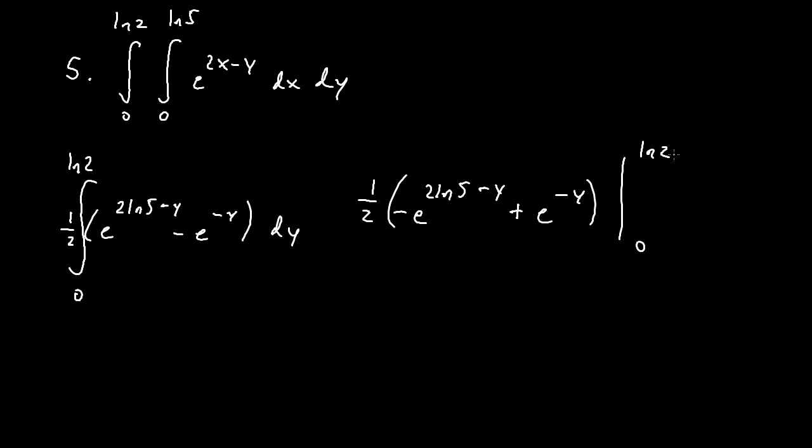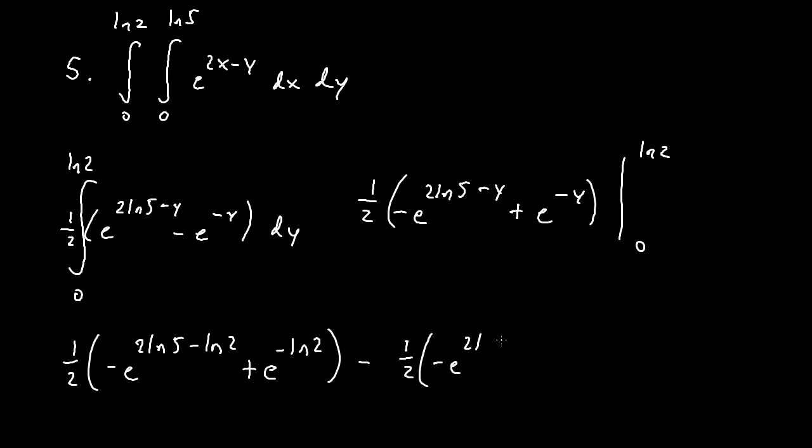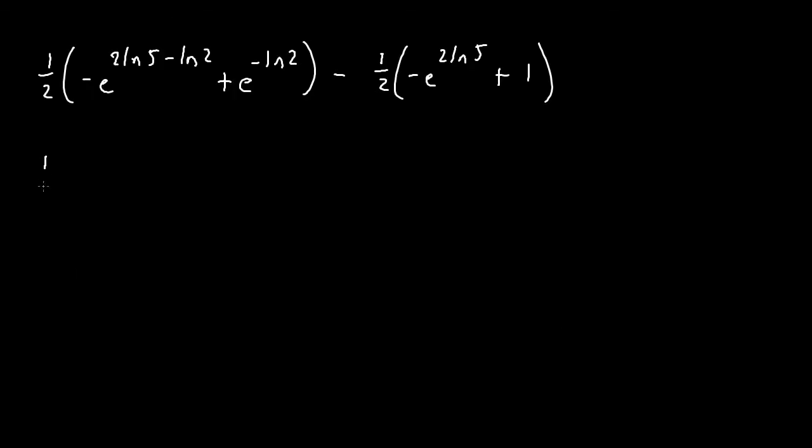So when I plug that in for y, we get 1/2 times negative e to the 2 times the natural log of 5 minus the natural log of 2 plus e to the negative natural log of 2 minus, when I plug in 0, we'll get 1/2 times negative e to the 2 ln 5 minus 0 plus e to the negative 0, which is e to the 0, which is 1. Now if I were to simplify and rewrite, we get 1/2 times negative e.